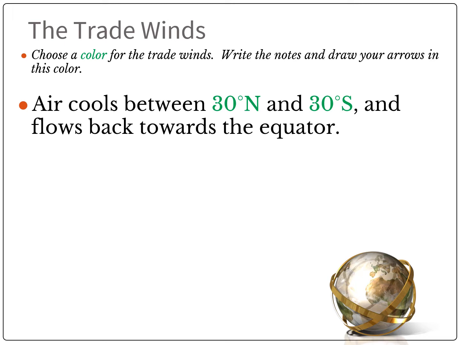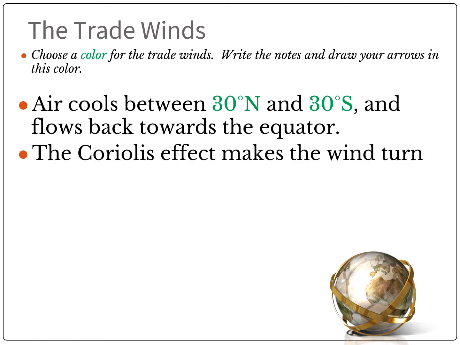Air cools between 30 and 30, and it flows back toward the equator. We know the equator is really warm, so that air is rising a little bit, not too far, only to 30 degrees, but as it gets further away from the equator, naturally it's going to cool down a little bit. The Coriolis effect then makes that wind turn around or bend. It's going to be blowing from the east to the west.